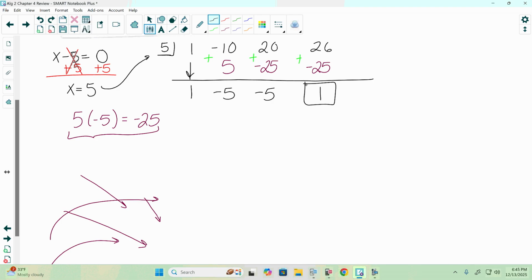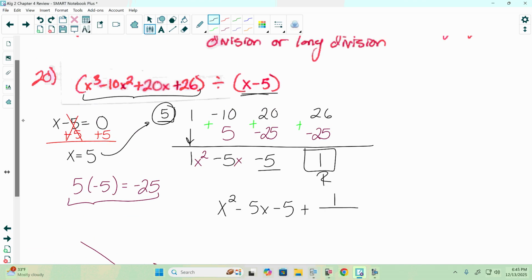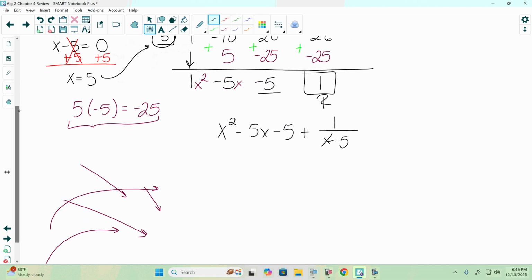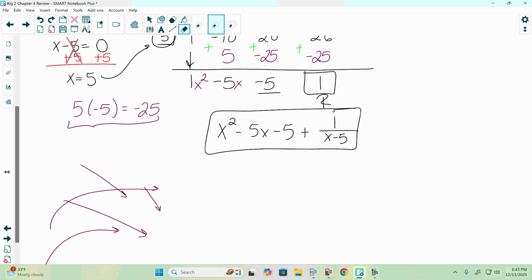The number inside the box is our remainder. The first negative 5 is our constant term, our second negative 5 is our term with x, and our 1 is our term with x squared. That tells me my final answer is x squared minus 5x minus 5 plus our remainder over what we're dividing by. And it's not going to be the 5. We're dividing by x minus 5, so we have to actually put it in as x minus 5. I'm going to rewrite that again, and this is the final answer.